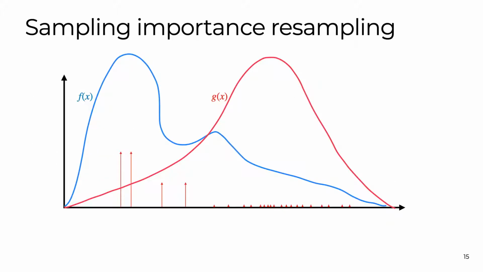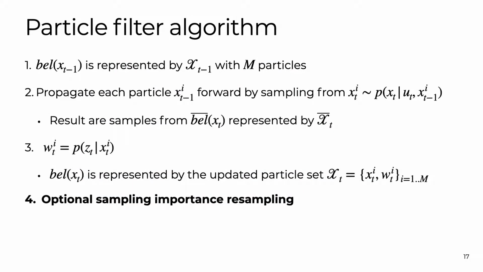So we can choose to just continue in this recursive fashion, propagating the samples through the motion model and updating the weights, but we may get to a point where very few particles have significant weight, all the rest have decayed to zero. For this reason, it can be useful to occasionally resample the particle set with replacement, using the weights as the probability of drawing each particle for the new set. This process is called sampling importance resampling. We can add this optional sampling importance resampling step at the end of our algorithm.